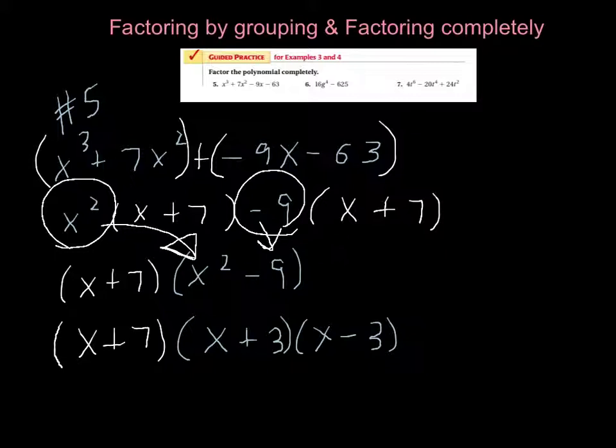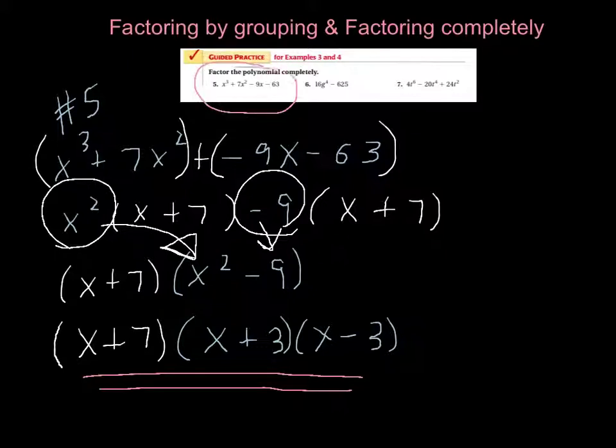We can't stop at this point. Now, we've used factoring by grouping to get us to this point, but now the factoring completely sort of kicks in, and this isn't factored completely. The x squared minus 9 is the difference of perfect squares, which factors quite nicely into x plus 3 times x minus 3, and the x plus 7 is out in front. Remember that if we take this final answer here and we multiplied all three terms, what we should get is the original problem that we started with. Now we can say that this polynomial, x to the third plus 7x squared minus 9x minus 63, has been factored completely.